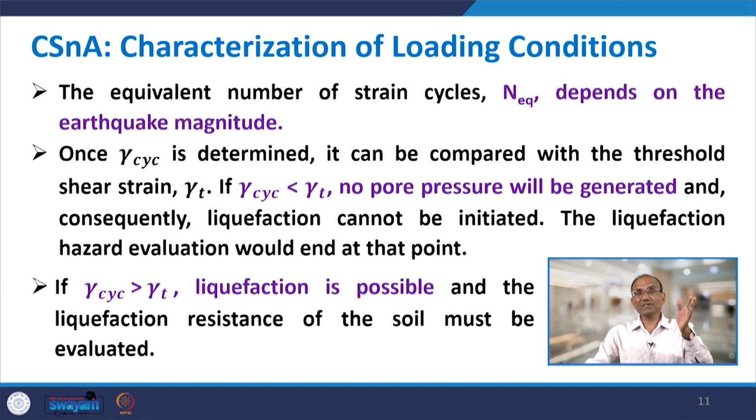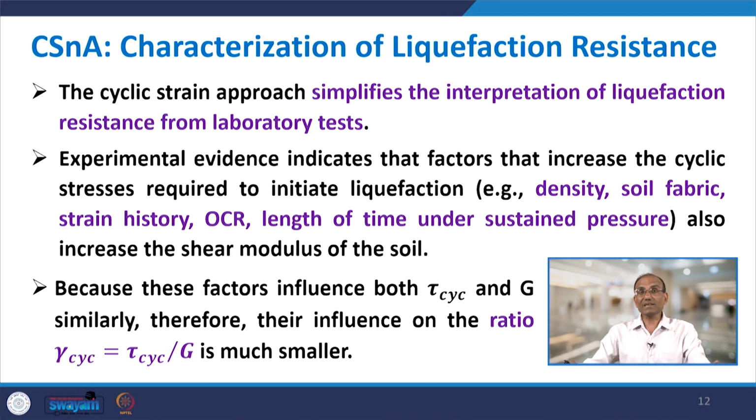However, if your gamma cyclic is greater than gamma t, liquefaction will be possible and the liquefaction resistance of the soil must be evaluated. So first, you determine this based on your loading condition. If the loading due to the earthquake is not enough to create the required cyclic strain, you can stop; there is no need to find the liquefaction resistance. Assuming gamma cyclic is greater than gamma t, we go further, and the next step is characterization of liquefaction resistance.